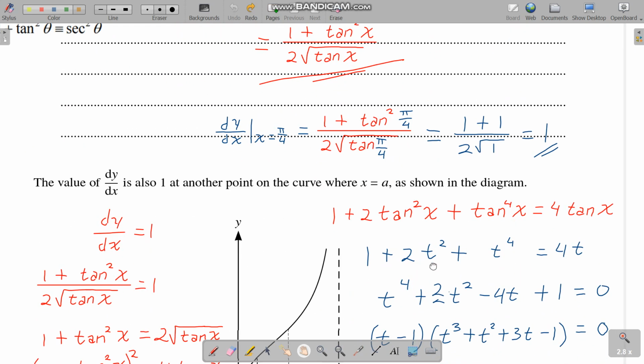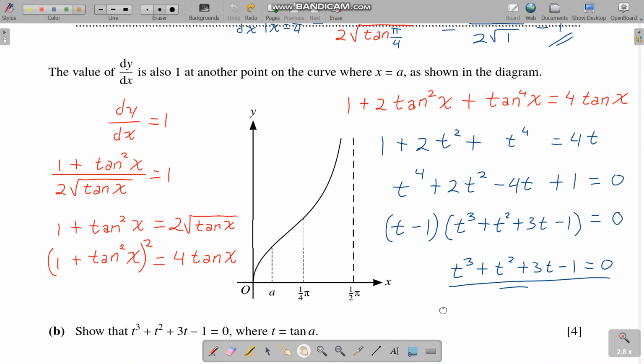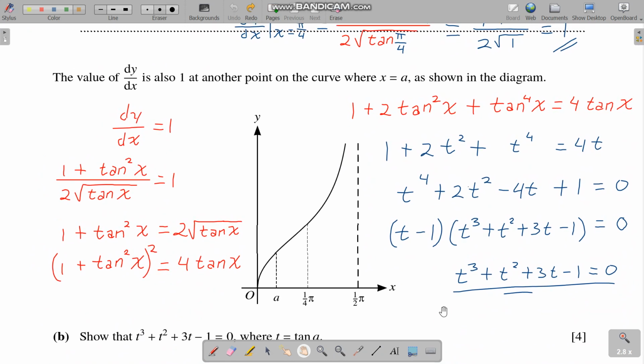And now the value of dy/dx is also 1 at another point on the curve where x equals a. Previously we know that the gradient of the tangent line at this point is 1. So it is also 1 around here, when the x value is a.